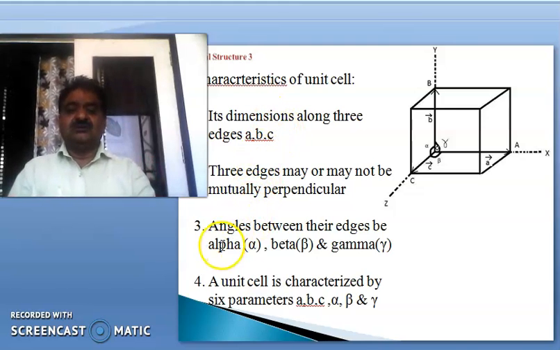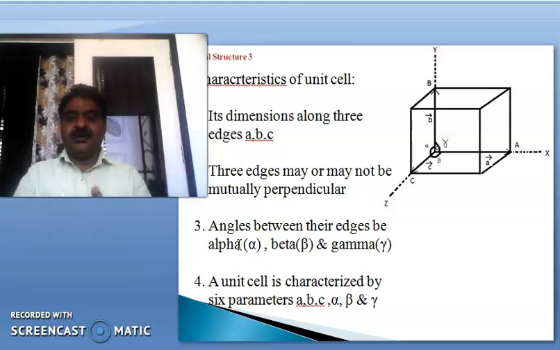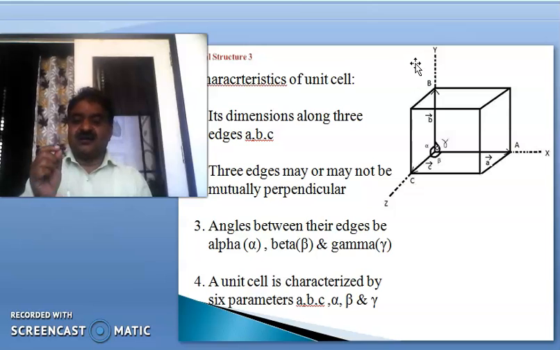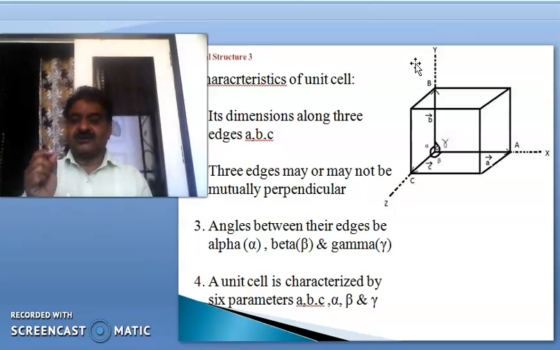Now let us turn to the third. Angles between their edges be alpha, beta and gamma. Alpha here is shown between y and z, beta between z and x-axis, gamma between y and x-axis. In the next slide I will show you a unit cell. Next characteristic is what? A unit cell is characterized by a total of 6 parameters. How many parameters? 6 parameters.